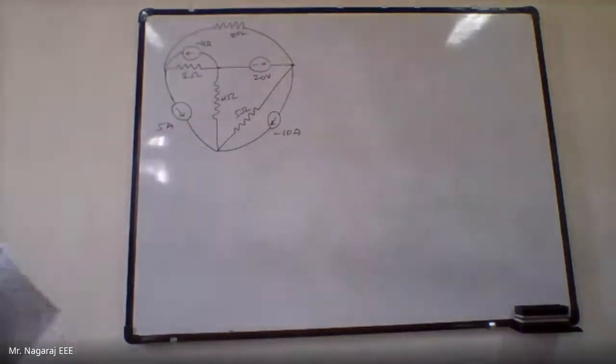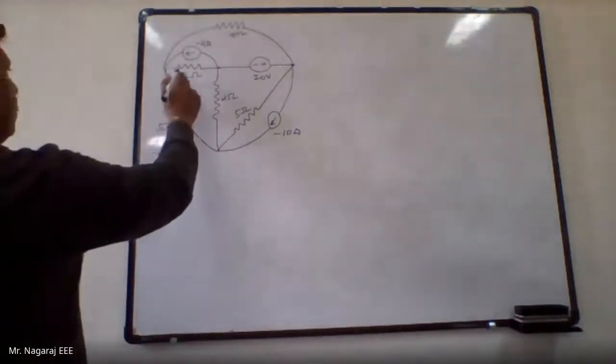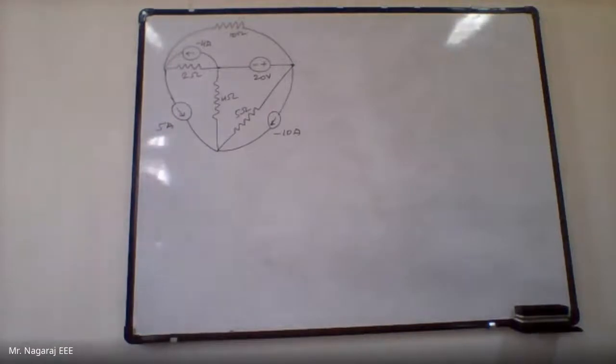So this is a circuit shown. I need to find all the node voltages and the voltage between 2 ohms. Okay, voltage between 2 ohms. I have to find it.